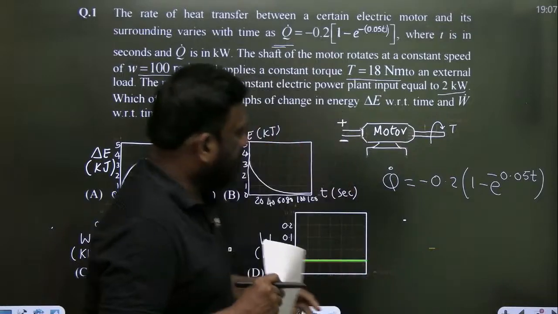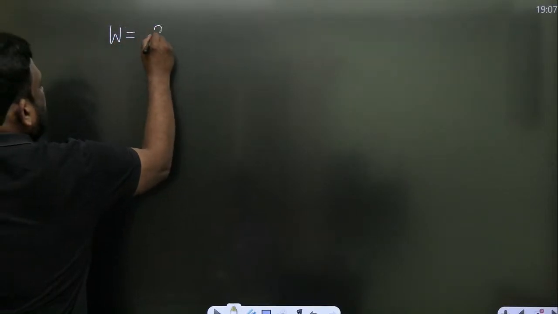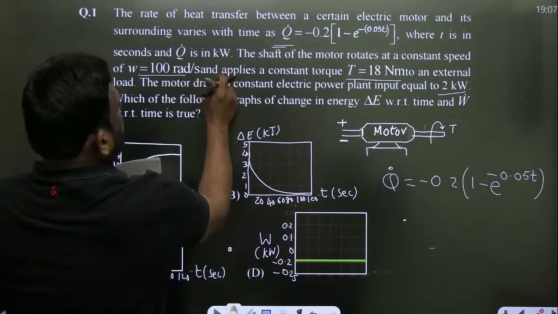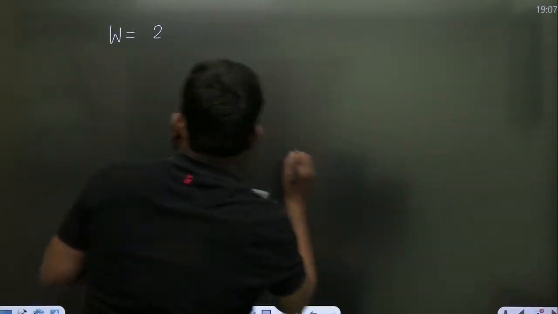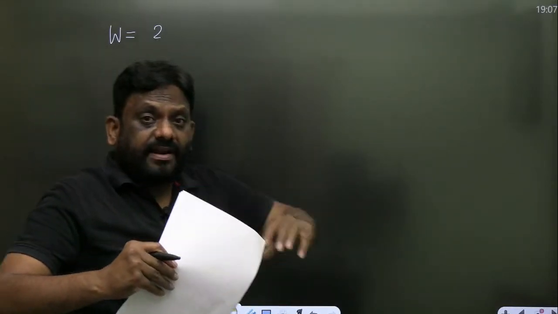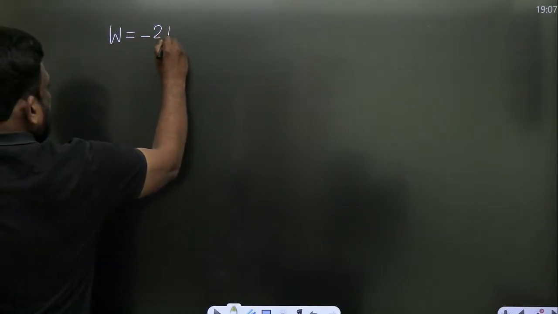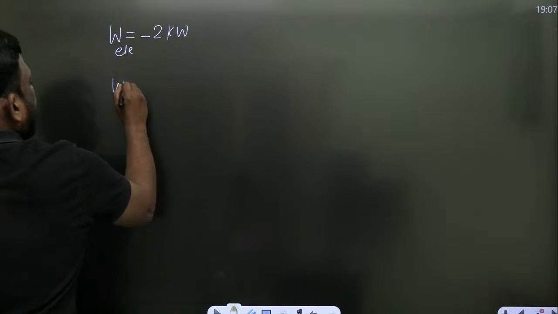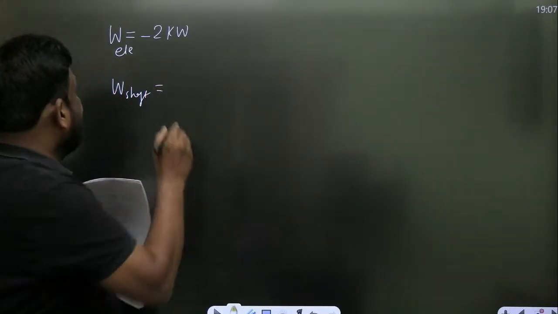Ek baar dekho sir. Now, what is the electrical work? That work is given as 2 kilowatt. Now you tell me, is it plus or minus? The work is done on the system, therefore it will be minus. So this is minus 2 kilowatt, the electric work. And what is the shaft work? You know, the shaft work is given by power, of course, in rate form.